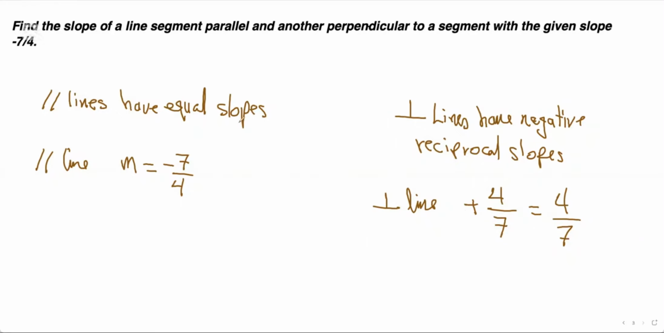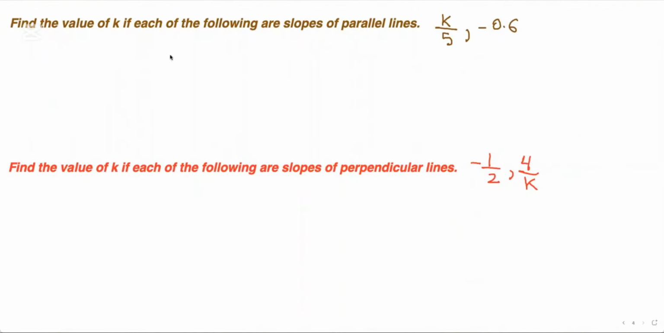This is easy. Now we're just going to do the last question, which will be just a little bit harder than this one right here. So here are 2 tougher questions. Find the value of k if each of the following are slopes of parallel lines. Basically, you have 2 lines and you're given both of their slopes. Now you want to find k to make these 2 lines parallel. When you divide k by 5, you should get -0.6. That guarantees these two lines are parallel, because both slopes are the same.